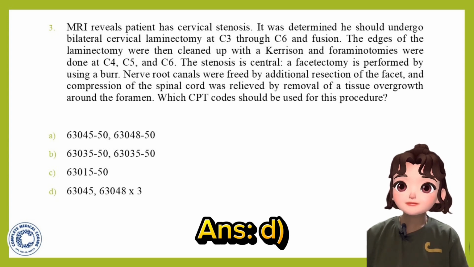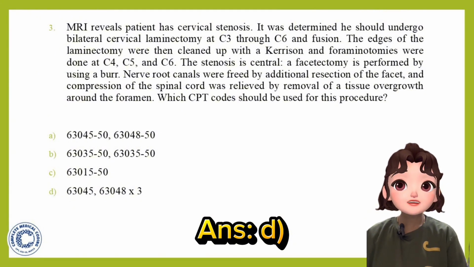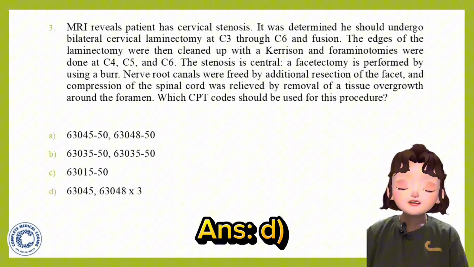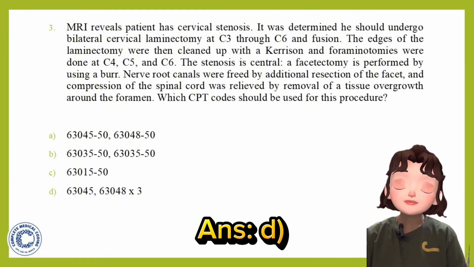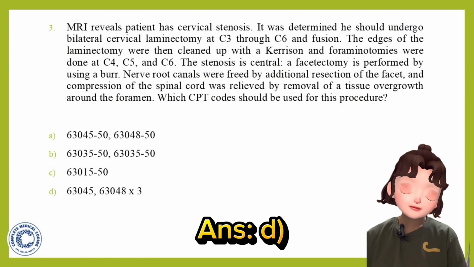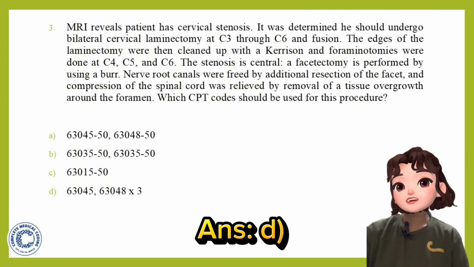Okay. On the third line, it's mentioned that edges of the laminectomy were then cleaned up and foraminotomies were done at C4, C5, C6. So don't think that it is C4, C5, C6 only, or C3 only. No, that is for foraminotomy. But our cervical laminectomy is performed from C3 through C6. That's what we have to count. So, as I told you, the answer is option D.